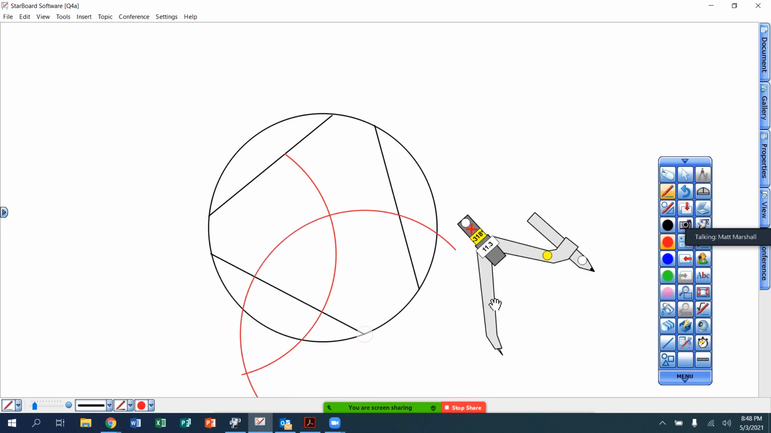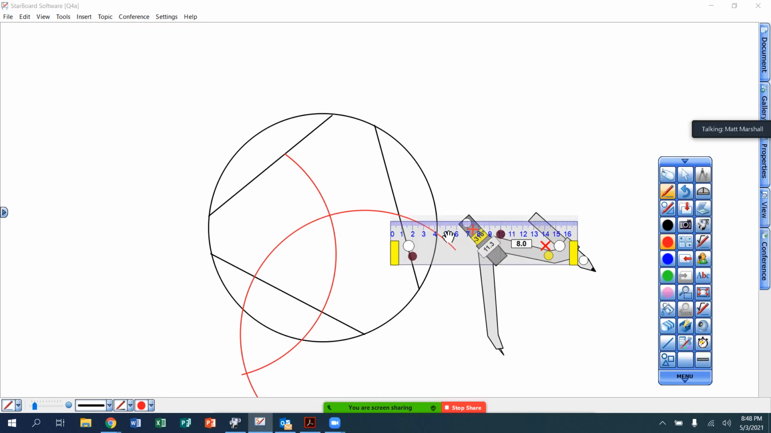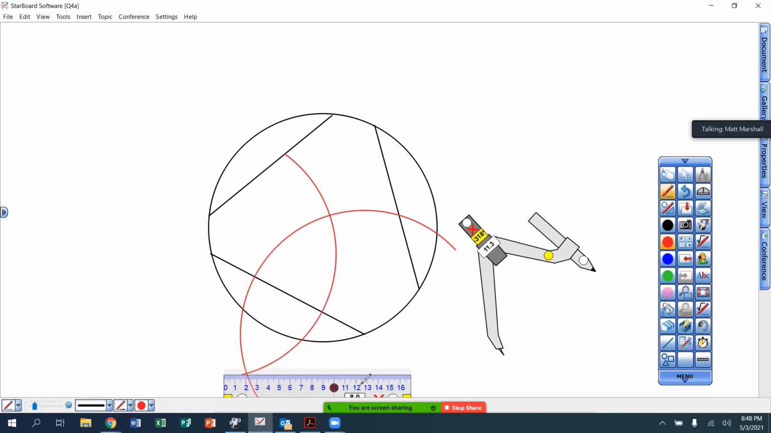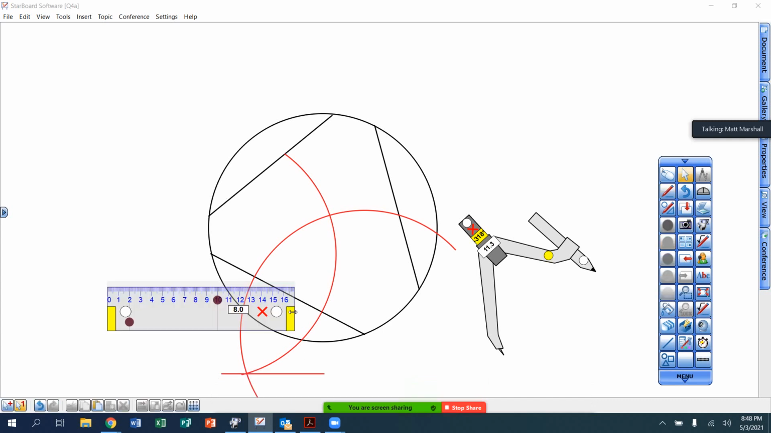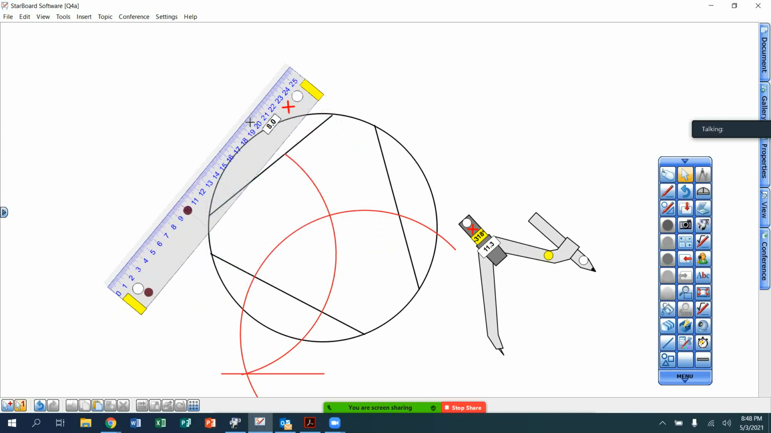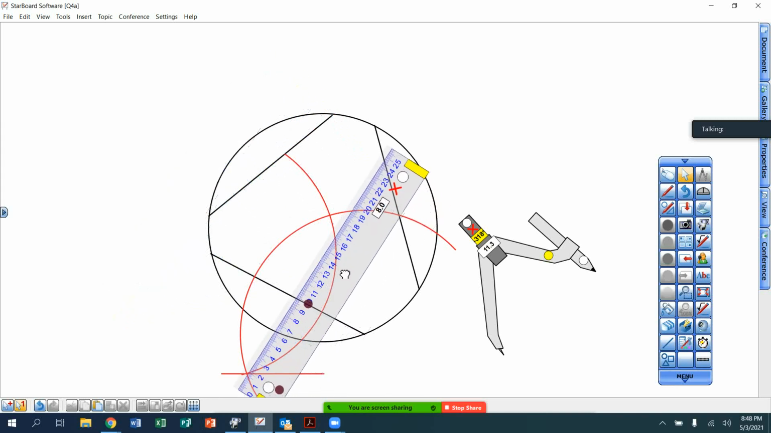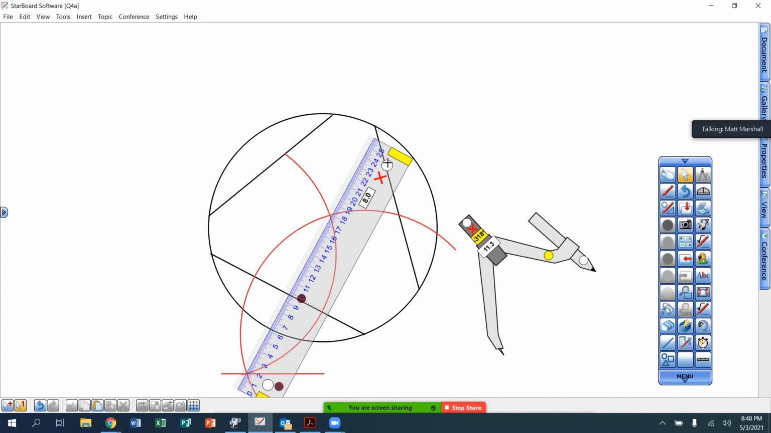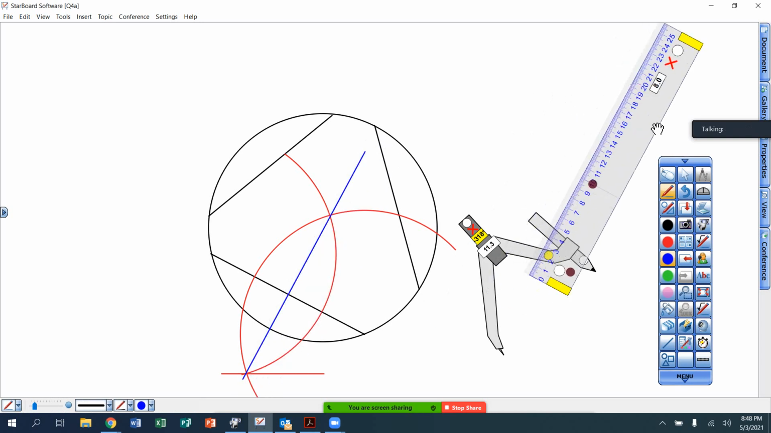And if you use a ruler and draw a line through those, that's one of your perpendicular bisectors. I'm trying to get my ruler here. So you draw a line through where those little arcs intersect. And that line that you draw, that's called the perpendicular bisector. You have to do 2 more of those with the other chords.